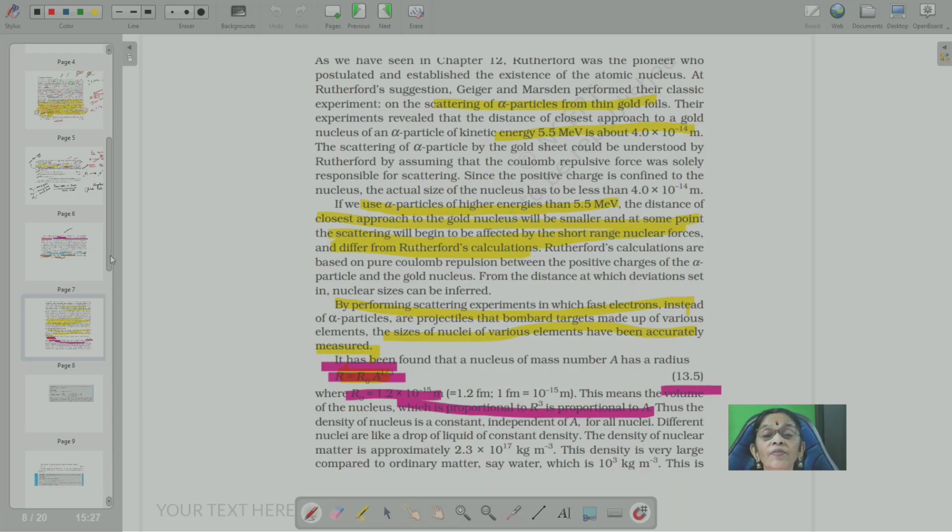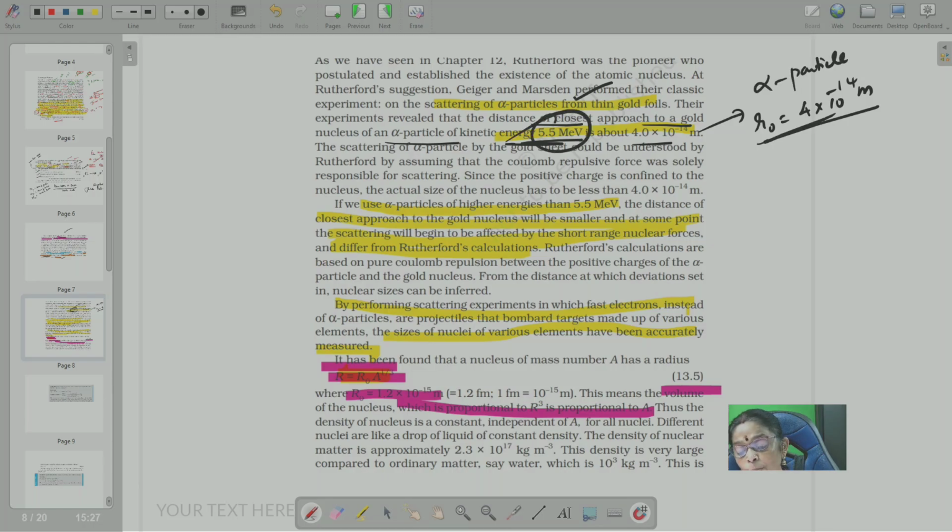Before that, there is a very important, interesting, elementary topic over here. In the alpha particle scattering experiment, we know that the distance of closest approach to a gold nucleus, for an alpha particle possessing a kinetic energy of 5.5 mega electron volt, comes to around 4 into 10 power minus 14 meter. What is the kinetic energy it possesses? 5.5 mega electron volt.